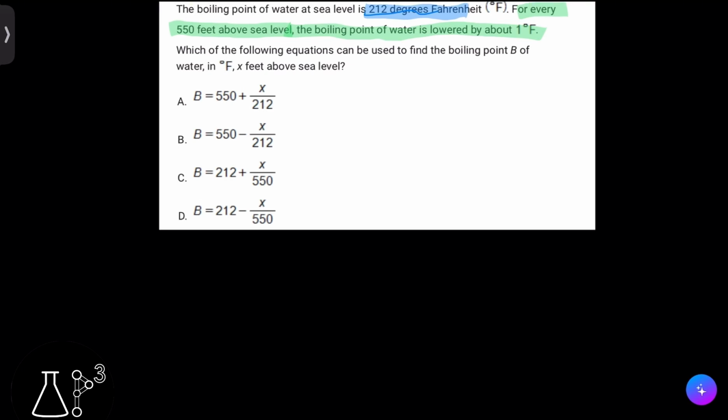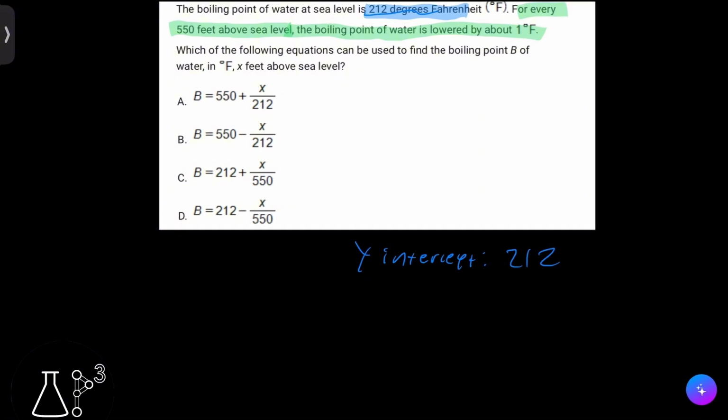So I'm given that the boiling point of water is 212 degrees Fahrenheit. That is our y-intercept, or our base. So our y-intercept in this equation is 212, because that is our base. That is the original point of the degrees Fahrenheit, because we're given that for every 550 feet above sea level, the boiling point of water is lowered by 1 degree Fahrenheit. I want to say percentage, but it's degrees Fahrenheit.